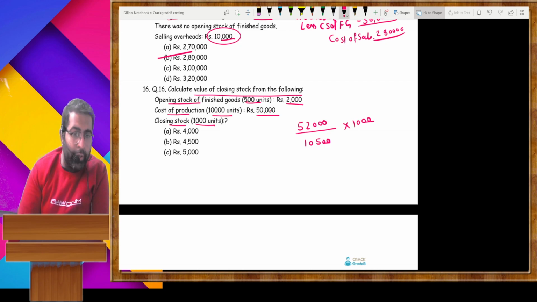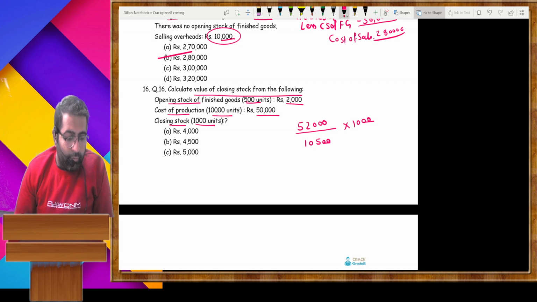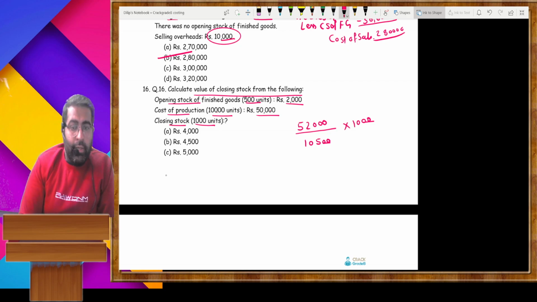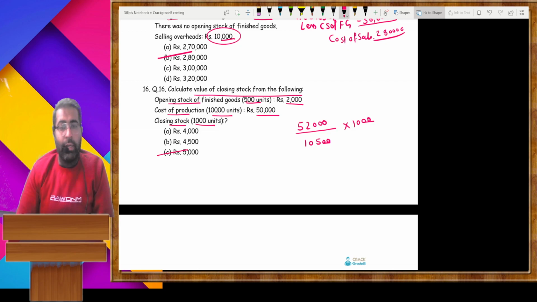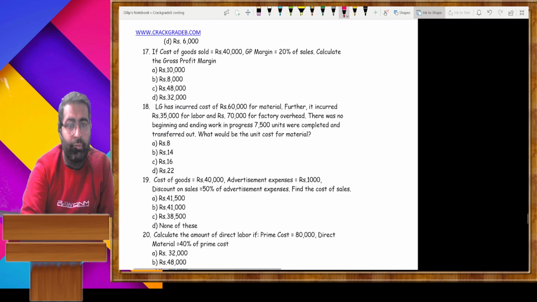Okay, just calculate it. How much amount is it here? The answer is around 5,000, a round figure. So the answer is around 5,000.